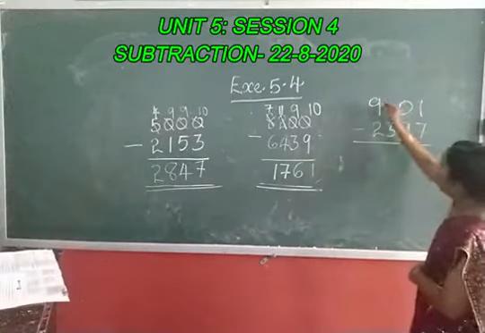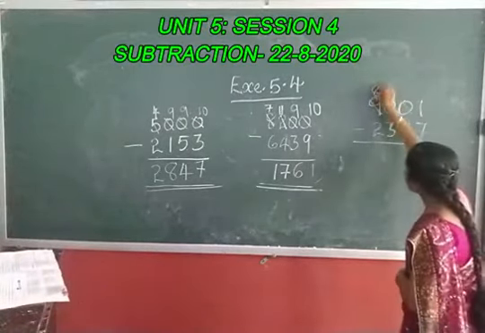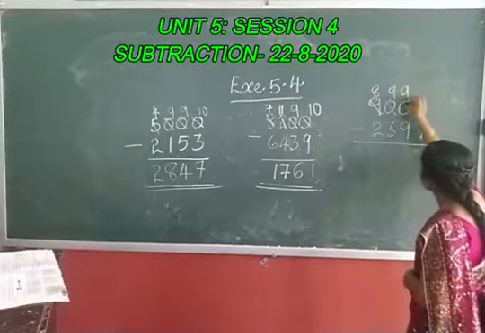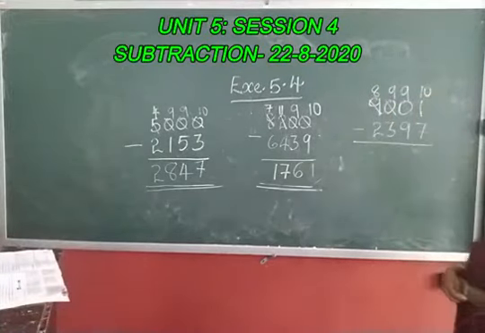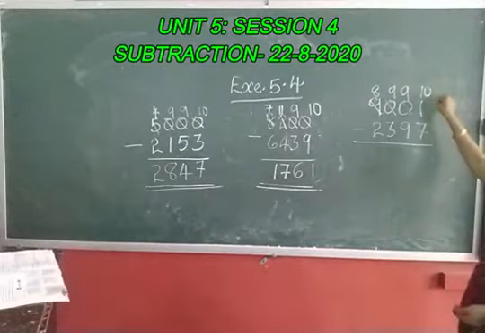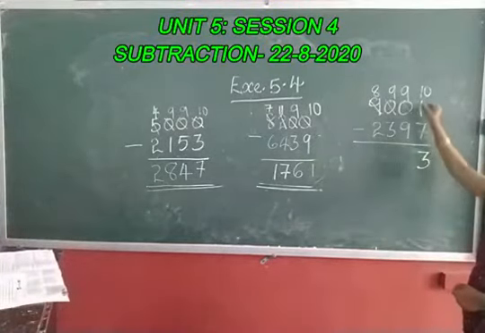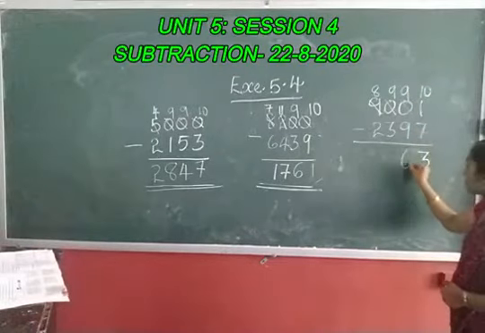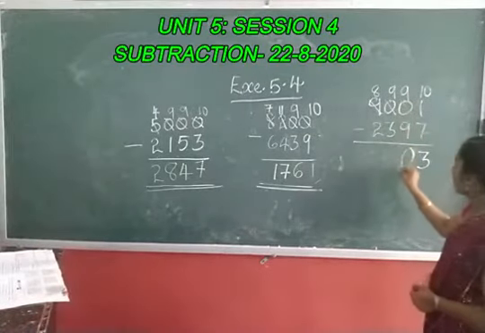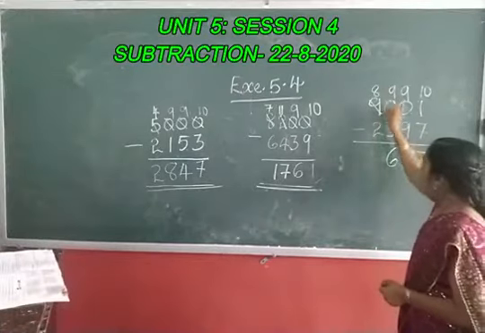There also 0. So we should cut here. Here 8, here 9, here 9, here 10. Okay. Then 10 minus 7, 3. 9 minus 9, 0. 9 minus 3, 6. 8 minus 2, 6.